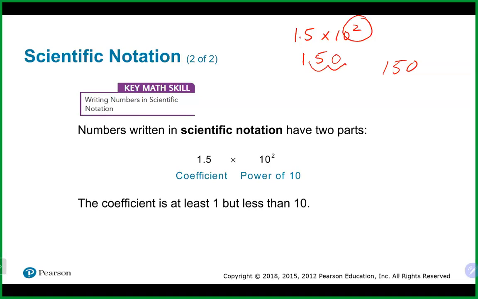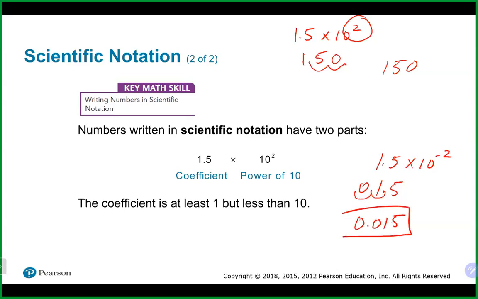Again, positive means it should be a big number. You should be moving that to the right to make it a bigger number. Just like if we had the same thing here, but it was negative 2. Negative means it's a small number. So if I take my 1.5 to make it a small number, I need to put zeros in front of it. So 1 and 2 and put our 0.015 will get us there on each of those.